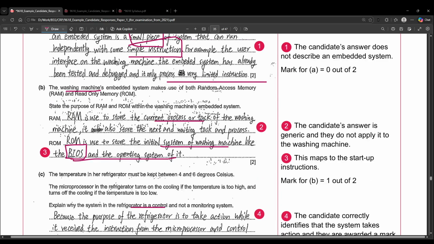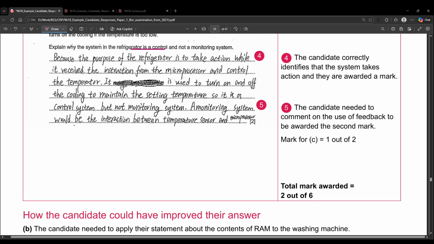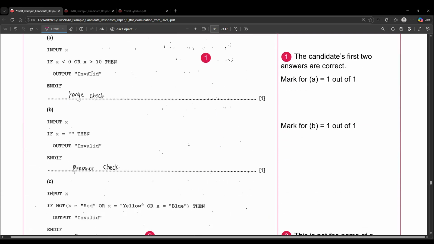Okay, no, sorry. I think so. This was correct. No, this is wrong. So they're saying RAM is used to store the current process or the task of washing machine, and is also used to store the next in waiting purpose. Okay, so this is all taken from the context of a computer. So embedded systems are very simple microcontroller machines. Okay, so you're not supposed to write this. That was wrong. Wrong part is correct.